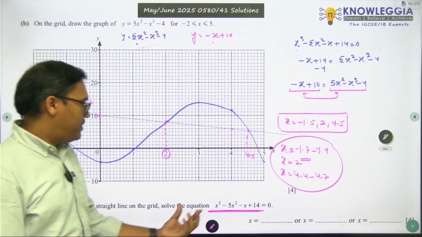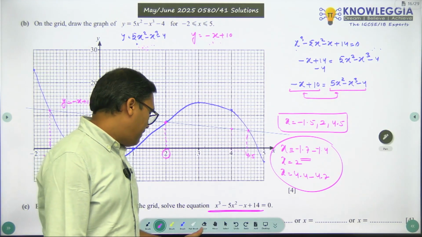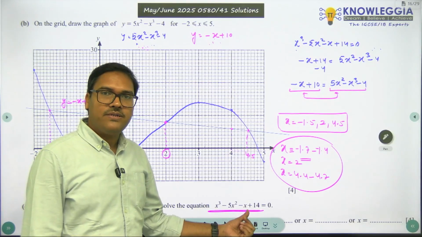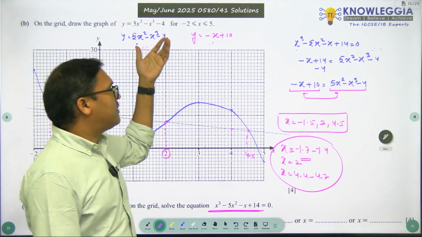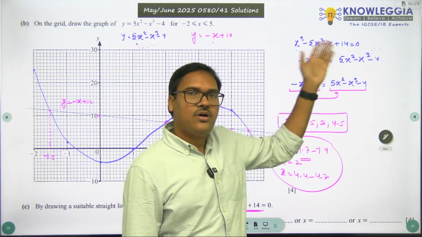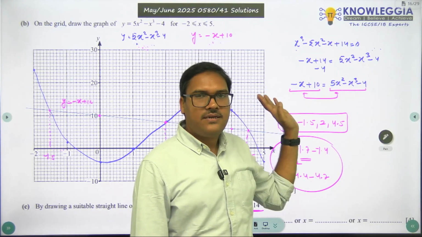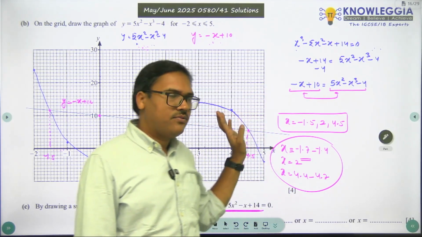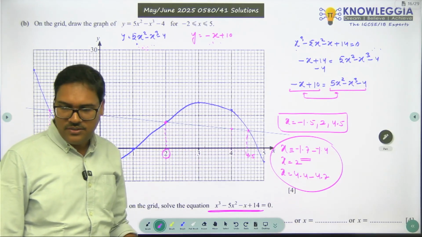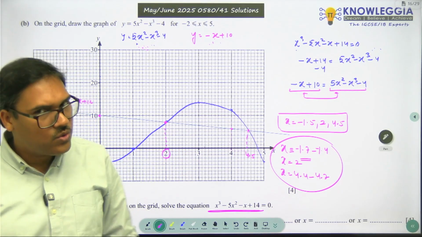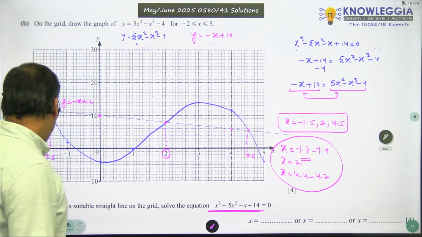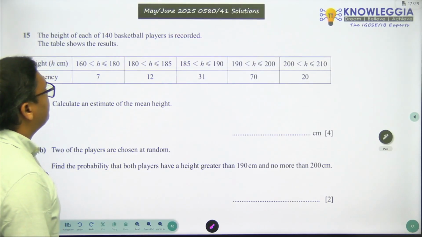Understand the method? This is a very standard question. They will ask you to draw some line on a given graph to solve a question. So just convert that graph equation on one side, and on the other side the line equation you are getting. Then just plot that line and get the answer. This is how you can solve this question. Okay, so now let's move to the next one.